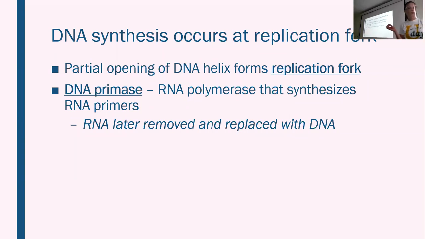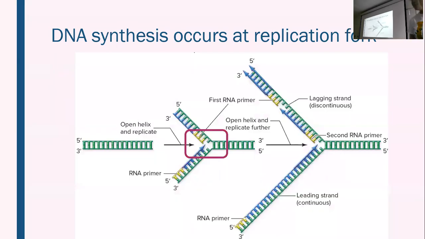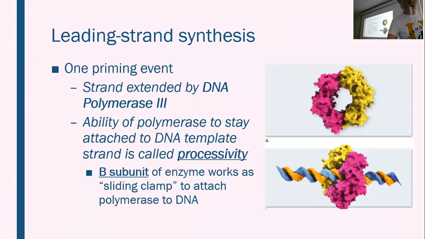And then later we'll trim that RNA out because we don't want little RNA hunks stuck in our DNA. RNA doesn't last very long. It kind of breaks down. So we want to go back and replace it with DNA later. But we've got to start with a primer. DNA primase puts it there. So this is our RNA primer made by DNA primase. Just put it on the end and start replicating into the replication fork. Okay, it's not so bad yet.